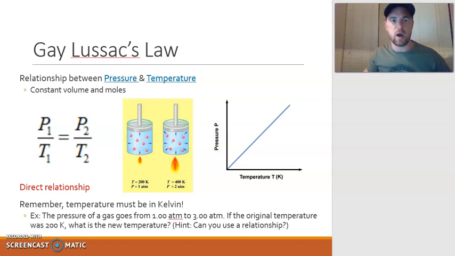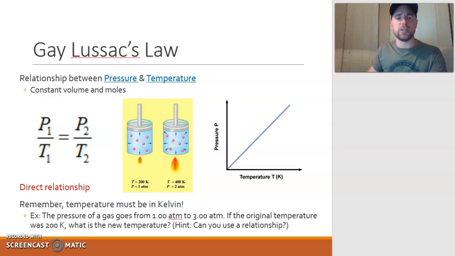All right, continuing on with section 4, we get to Gay-Lussac's law. So you're going to start to see some patterns as we go through some of these gas laws, because they're all just derivatives of the combined gas law that I showed you earlier. So Gay-Lussac's law is looking at the relationship between pressure and temperature. So that assumes that volume and number of moles are held constant.